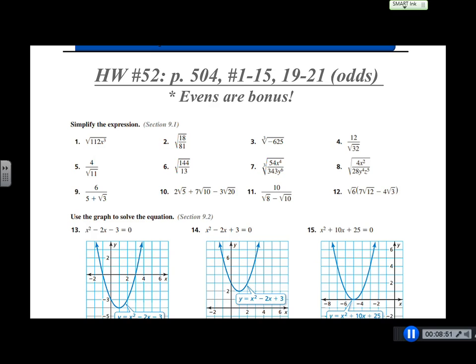It's not impossible, it's just not pretty. It's not 16, it's not 9, it's not 25. This is when you need a calculator. This is why Johnny is saying have one for tomorrow.